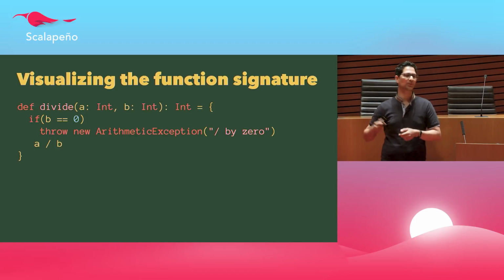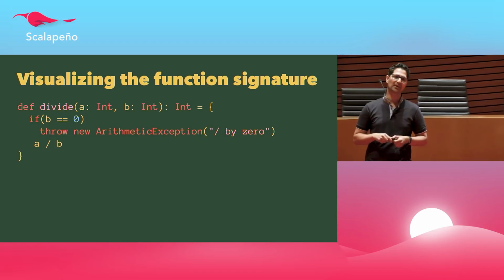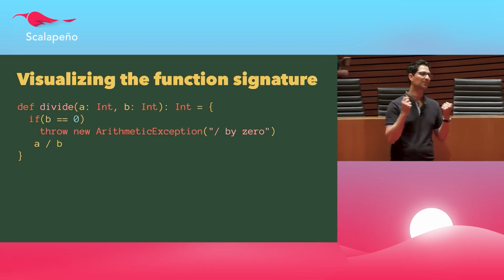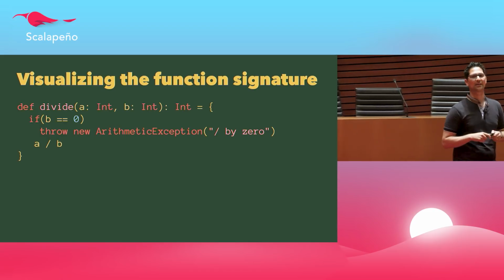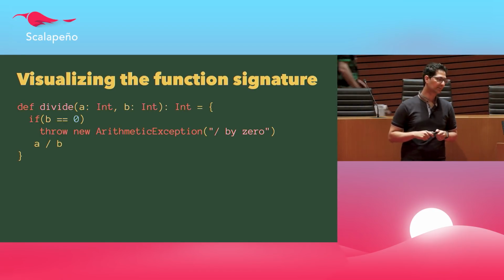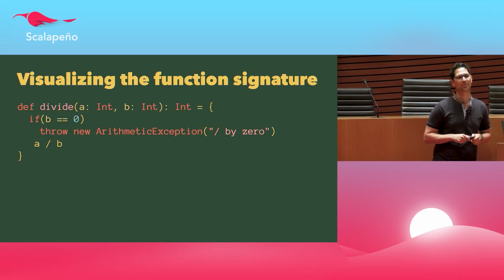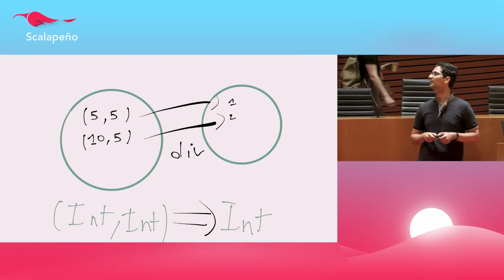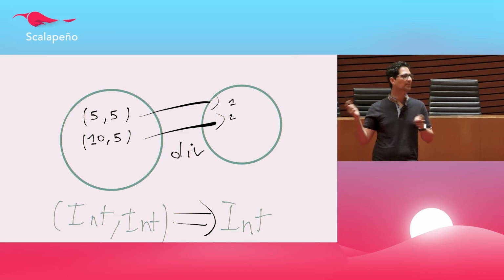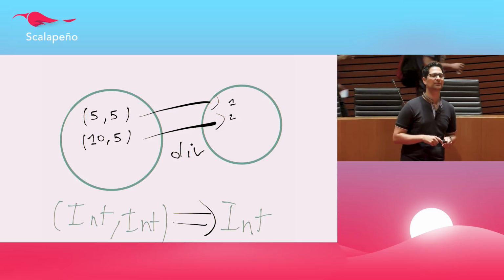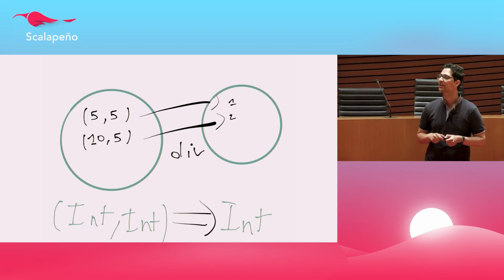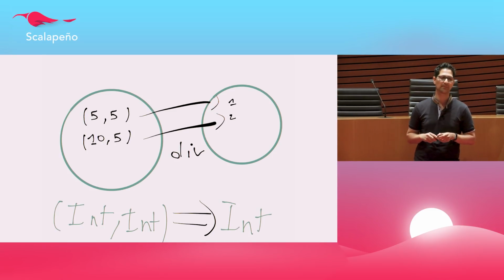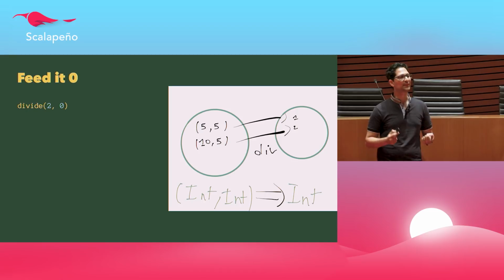When I see this visual, I get the full picture. So let's take a look at this function. It's the divide function. It takes 2 ints, and it gives me back an int. I'm dividing 2 values, and I'm giving you back 1. And if I give you 0, I throw an exception. So the way to visualize this would be like this. I give you 5 and 5, and you give me back 1. I give you 10 and 5, you give me back 2. This visual is straightforward.